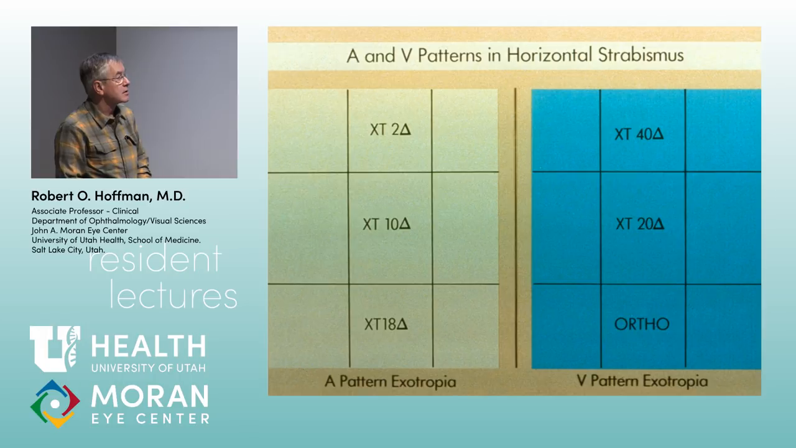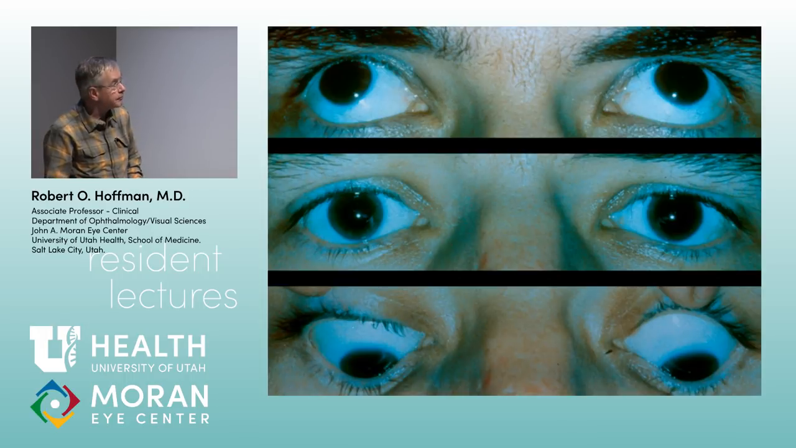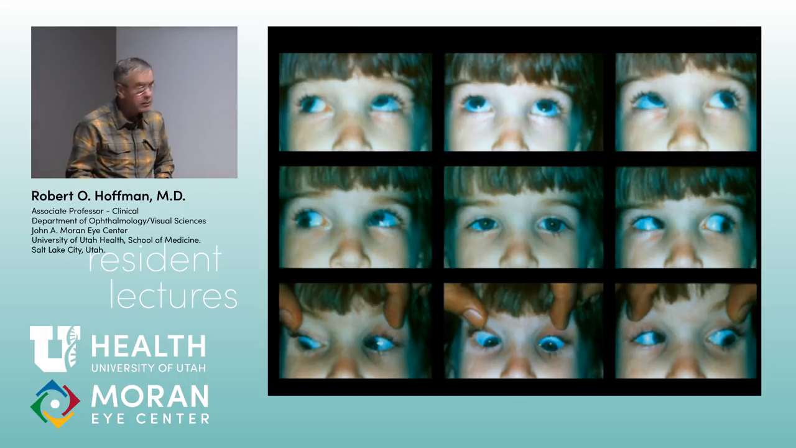in up gaze. So this disparity between up and down, and a question maybe, first of all, what kind of pattern is it? When we look at this patient, small angle ET in up gaze, large angle XT in down gaze. What kind of pattern is this? A. And this patient is essentially ortho in down gaze, large angle XT in up gaze. That's a V pattern, isn't it?